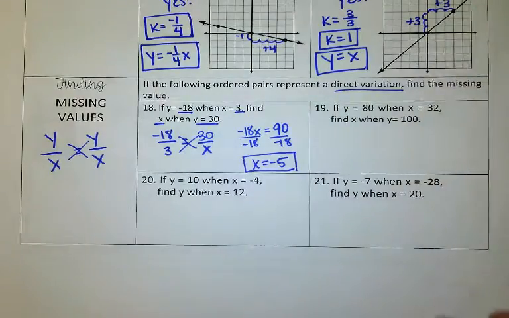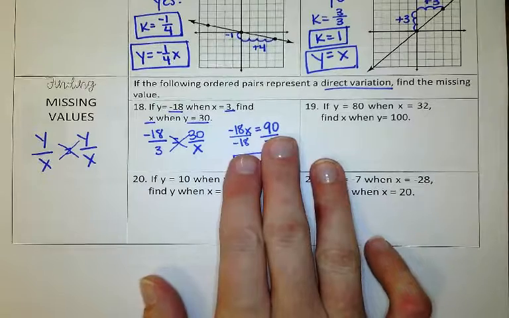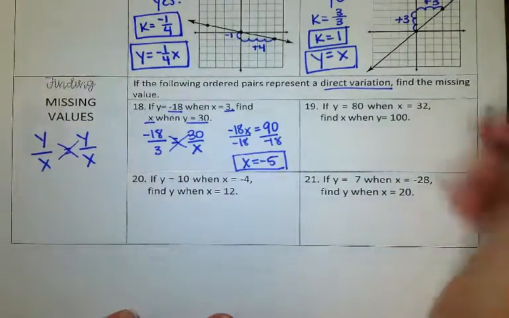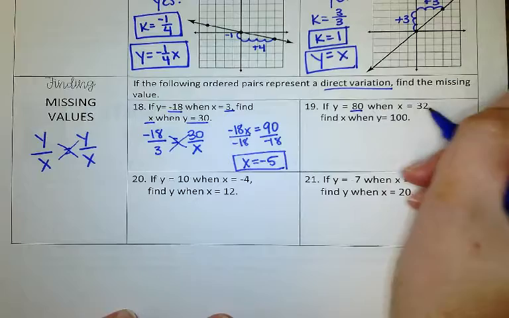I want you to work on setting up the proportions on 19, 20, and 21, and then actually solving for these. So I'll set the proportions up here. Y is 80. Remember, it's always y over x. So 80 over 32.